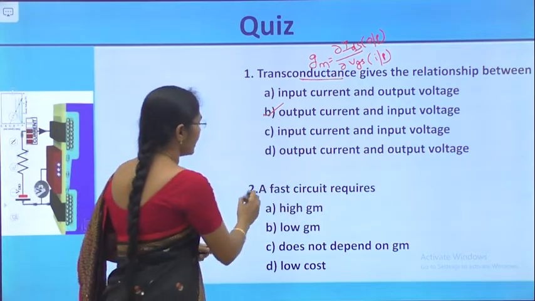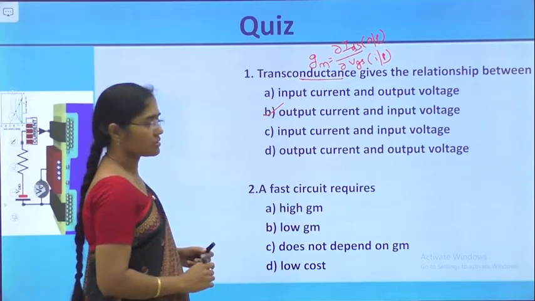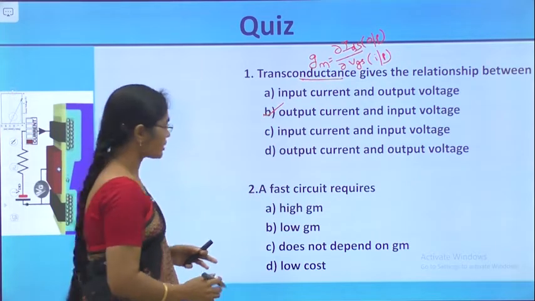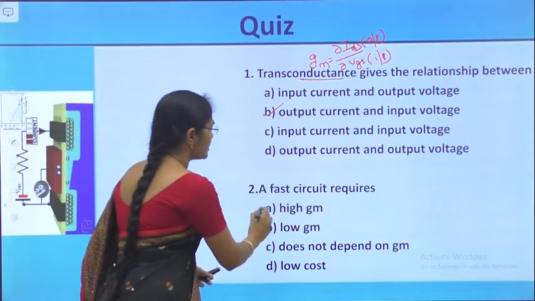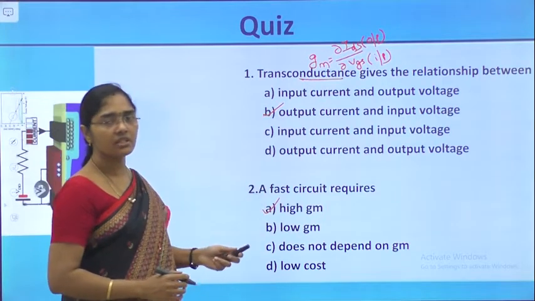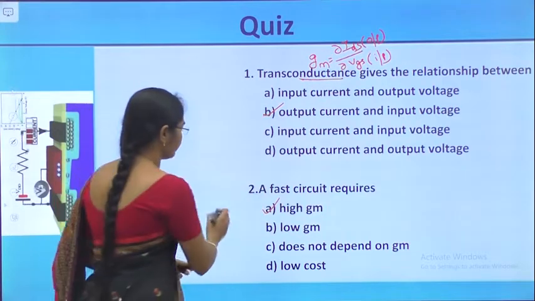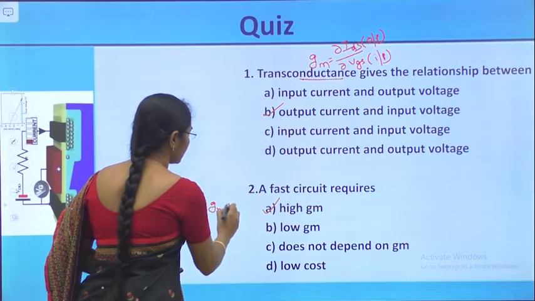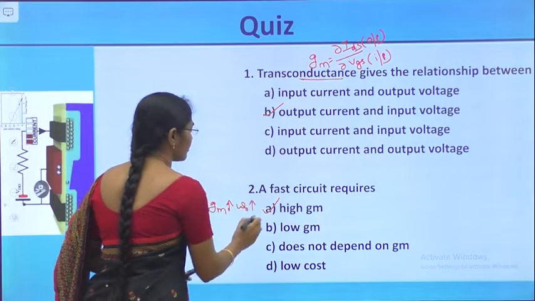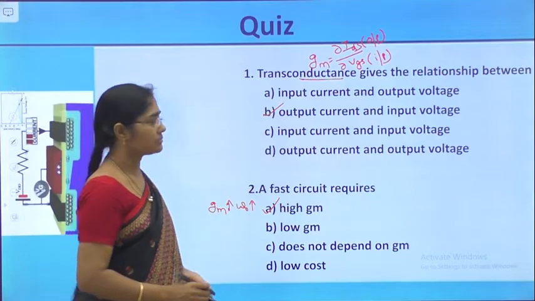Then, a fast circuit requires what? Just now we have seen a fast circuit requires high GM. If GM is high, then omega naught is high. Therefore, circuit will be fast.